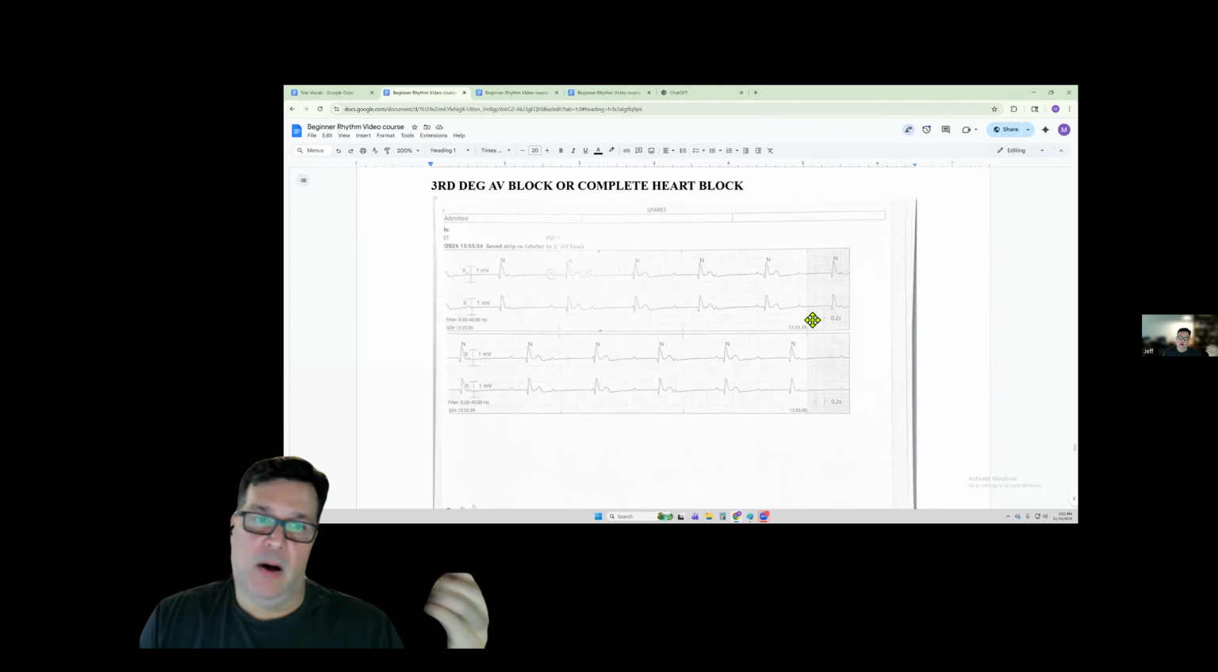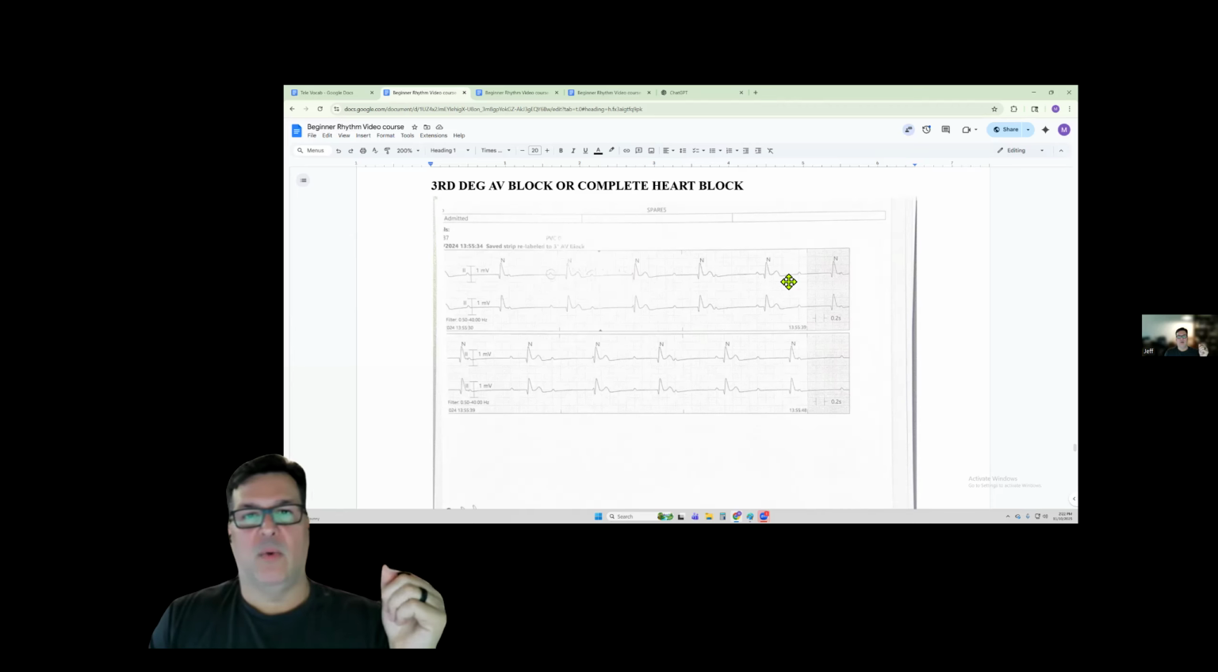So again, with all these blocks, there's nothing wrong with the SA node. That P to P is going to get fired from that SA node every single time at 70 beats per minute. So what you're going to see with a complete heart block is this P to P is going to continually march out. It's hiding inside this QRS complex. It's right there. And it might look like every once in a while the P wave kind of lines up and looks like it's working with this QRS complex, but that's just coincidentally marching out, right?